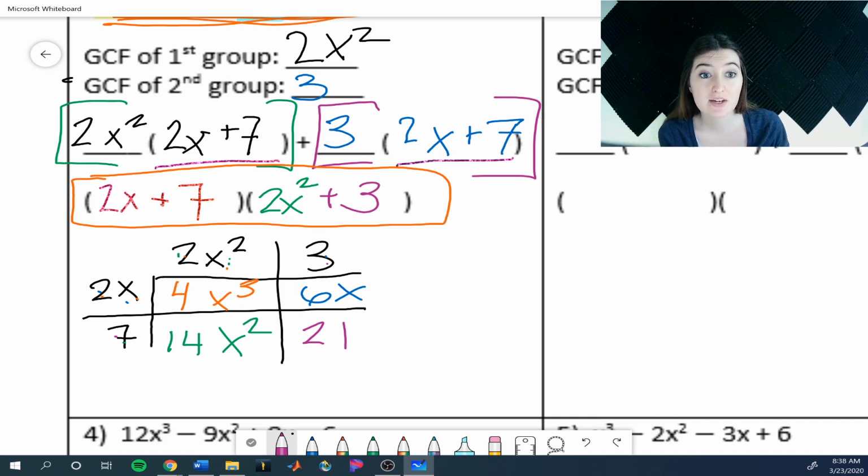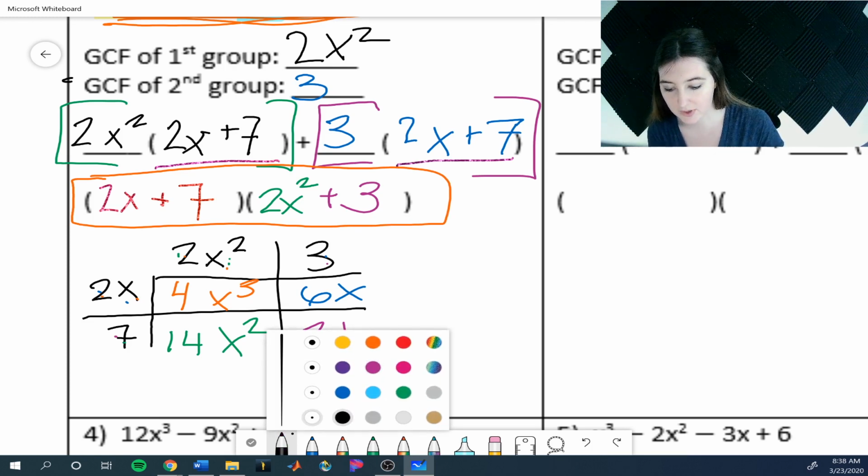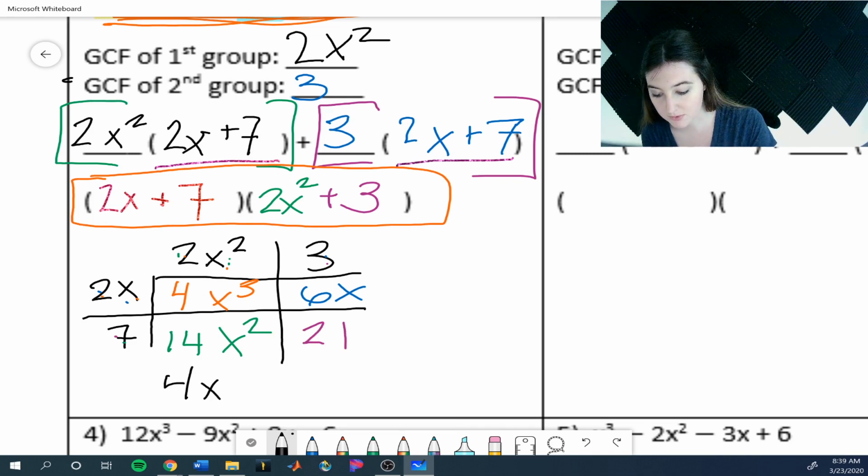Okay, do I have any like terms in my boxes? Nope. I have 1x cubed, I have 1x squared, and I have 1x. They're all separate, different terms. I do not have any like terms. So all we have to do is write it out, largest exponent to smallest exponent. So here we go. My largest exponent is x cubed, so 4x cubed comes first.